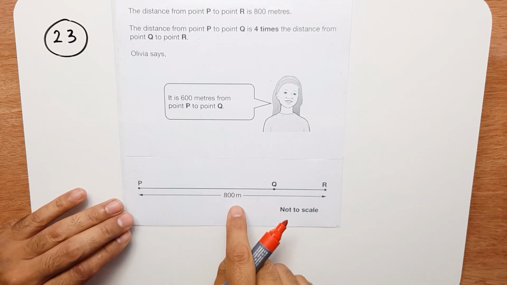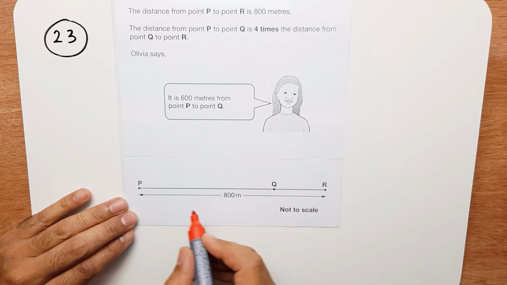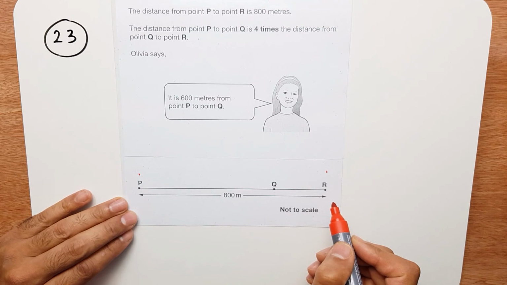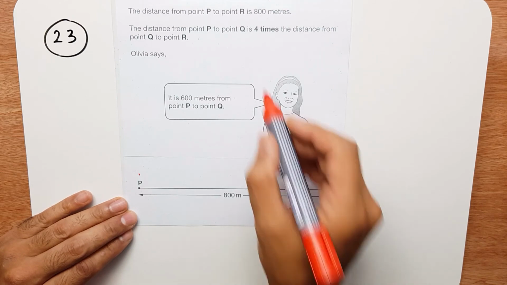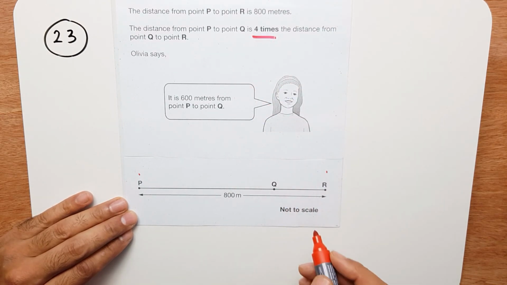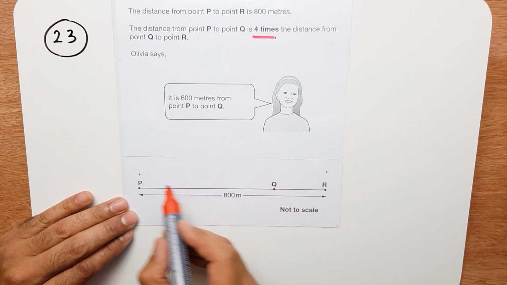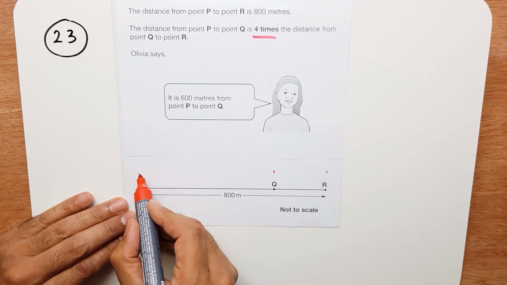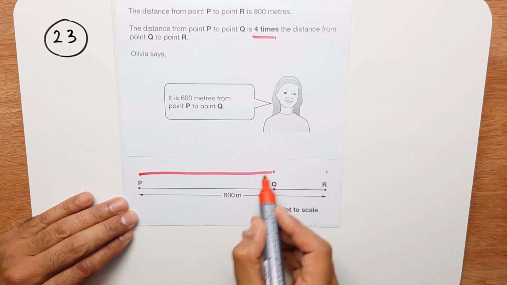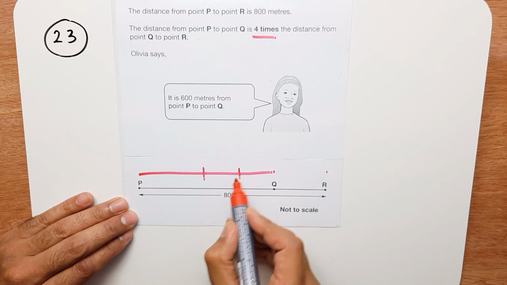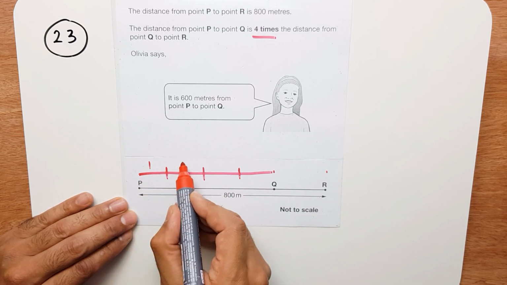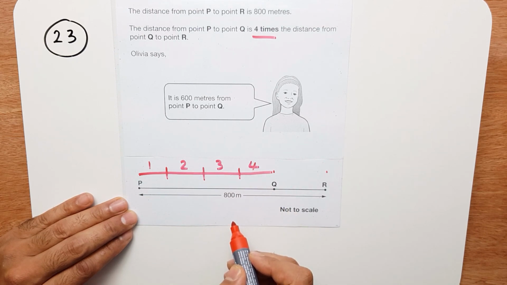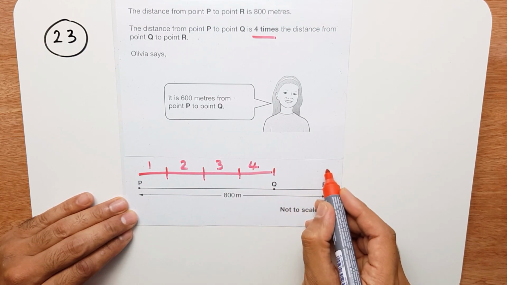The mistake Olivia's made is that she's divided P to R into 4 pieces because it's 4 times the distance. What she should have done is divided P to Q into 4 pieces. So she should have taken this distance and halved it again. So you had 1, 2, 3, 4 pieces. And then this here is your 5th piece.